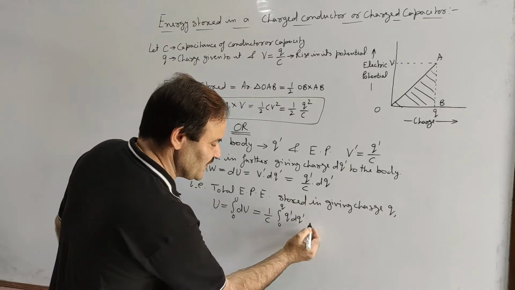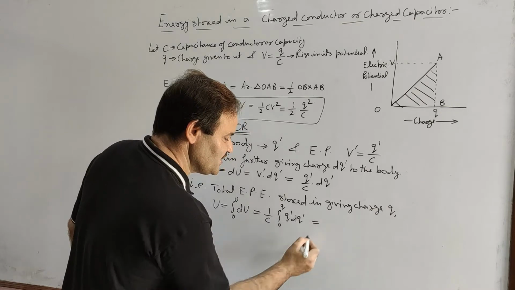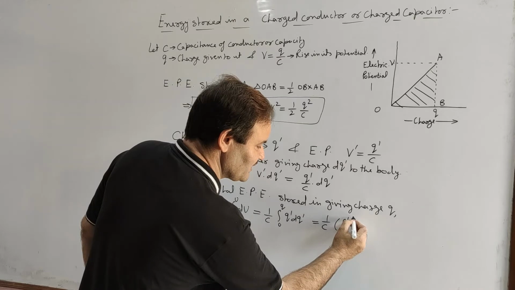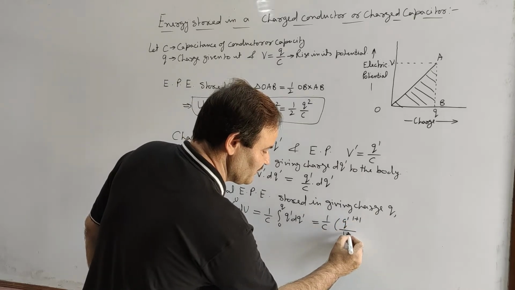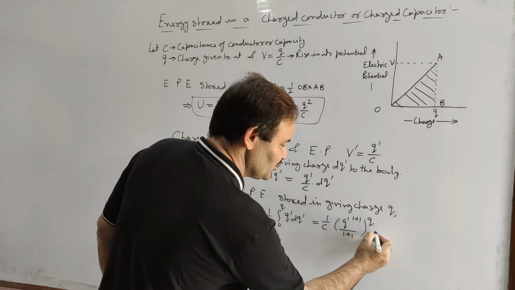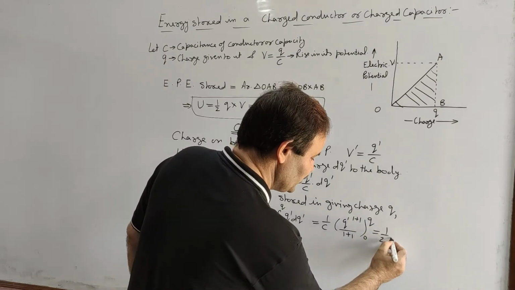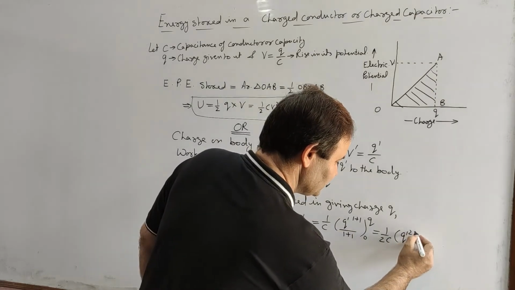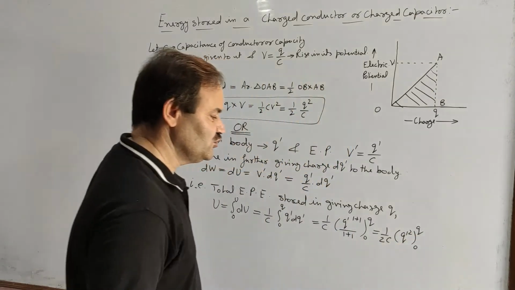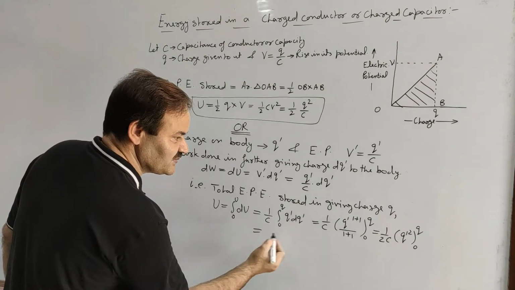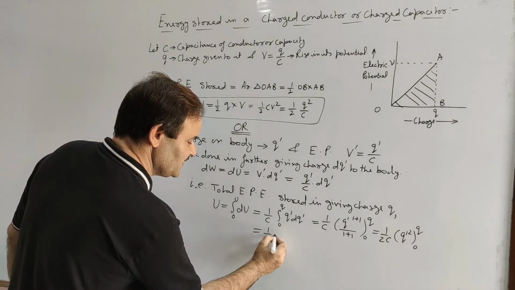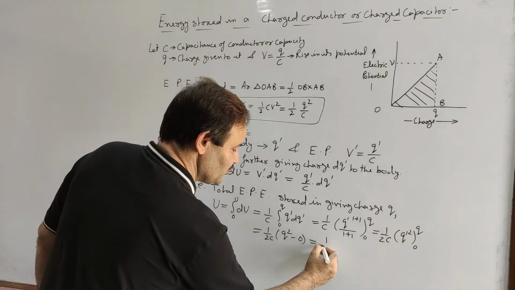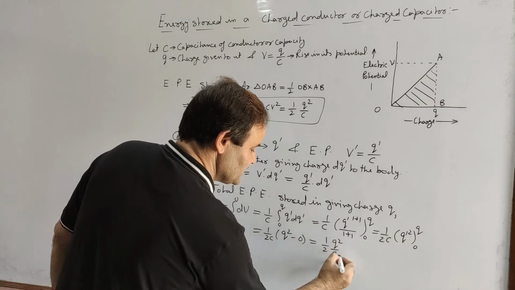Now integration of q' with respect to q' will be q' raised to the power 1 plus 1 upon 1 plus 1, limits from 0 to q. This is equal to 1 upon 2C, and this will become q' square, limits from 0 to q. So this will become 1 by 2C, and upper limit means q square minus 0. This is equal to half q square by C.